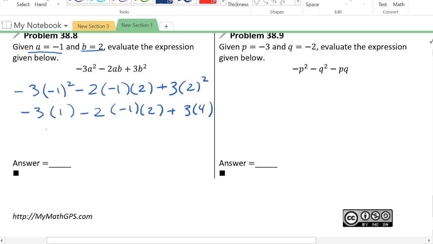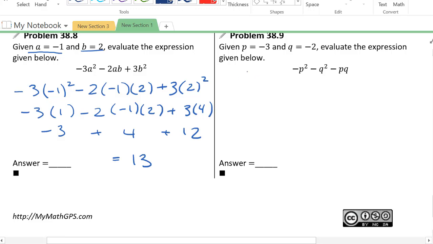Now I'm going to do multiplication. This is going to be -3. And then this is going to be a -2 times a -1, +2 times 4. It's going to be a +4 plus 12. So now -3 plus 4 is going to be a 1 plus 12, which is equal to 13. Okay.